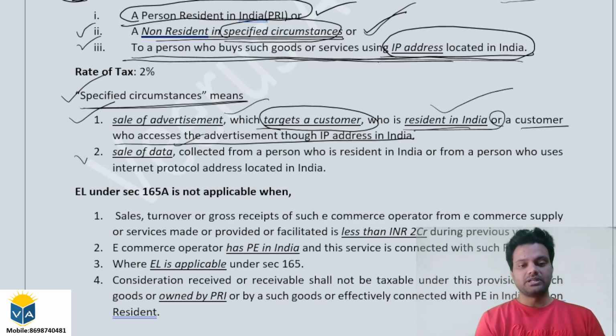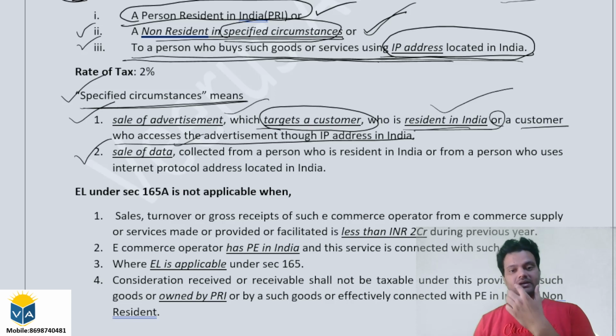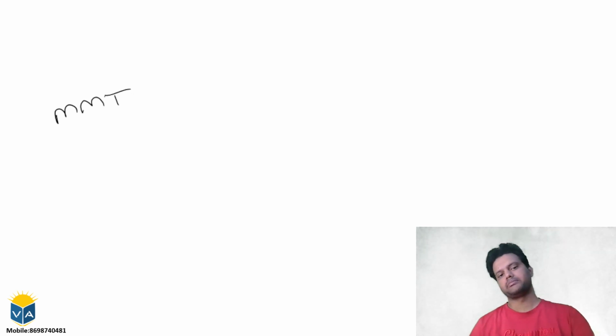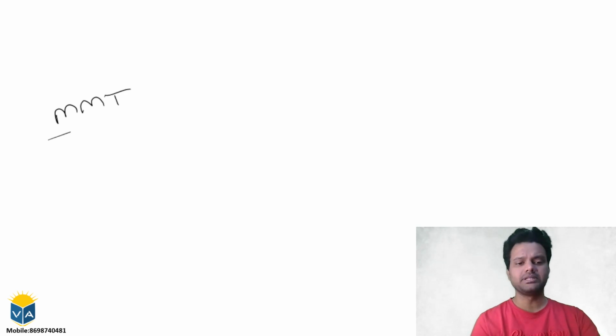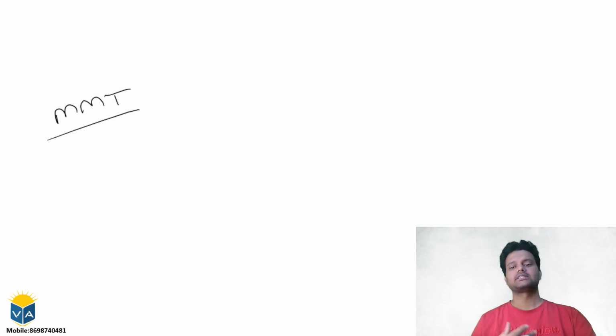And I'm coming to the next one. That is sale of data collected from a person who is a resident in India or from a person who uses an internet protocol address located in India. Okay, what does it mean? Now let me take an example of a tourist company situated in India, that is Make My Trip, MMT. Make My Trip has lakhs of Indian customers' tourist data.